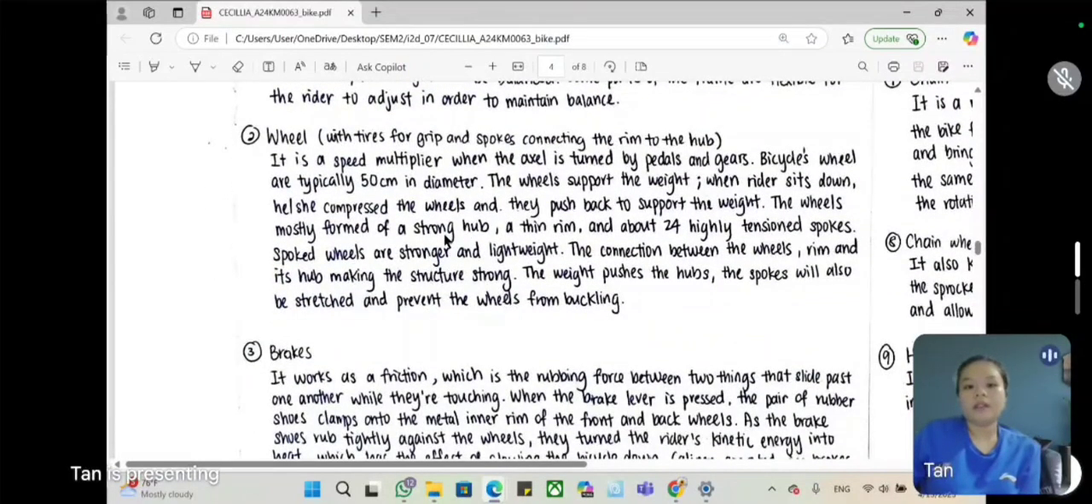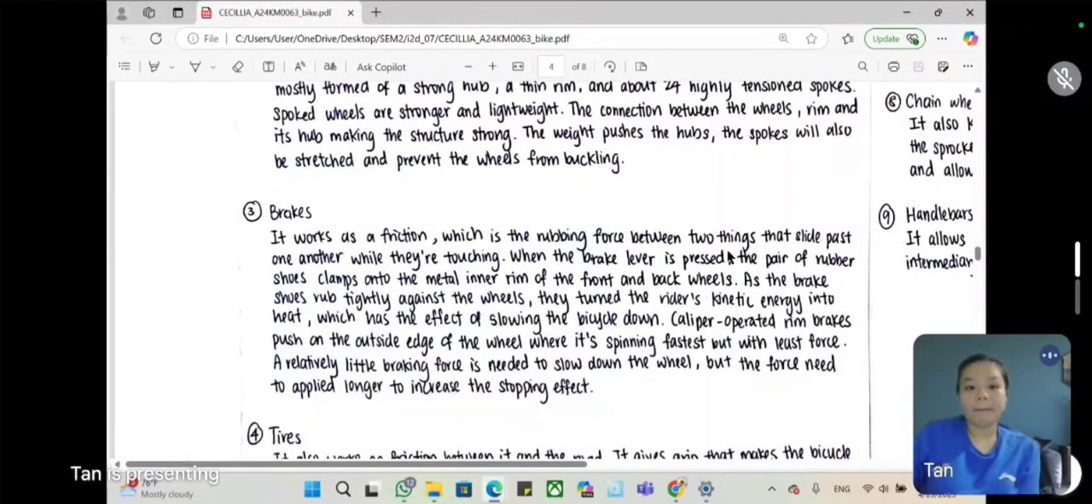And the wheel is a combination of tires, spokes, rim, and hub. The spokes, rim, and hub are a quite good combination which prevents the wheels and the tire from buckling when the rider sits on the bike.